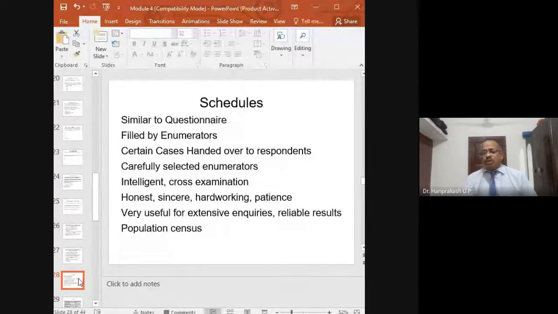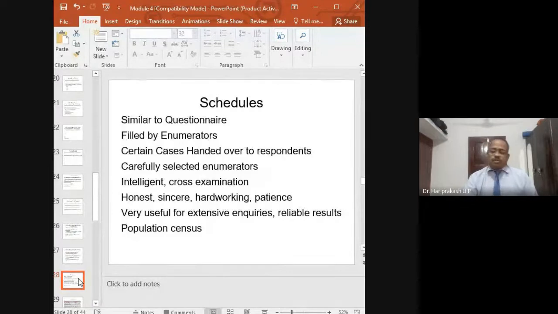They will have to cross-examine. They have to be honest, because the data that is collected should be reliable, and the enumerator should be honest, so that we can depend on them. Sincere. They have to be sincere, hardworking, and have patience.